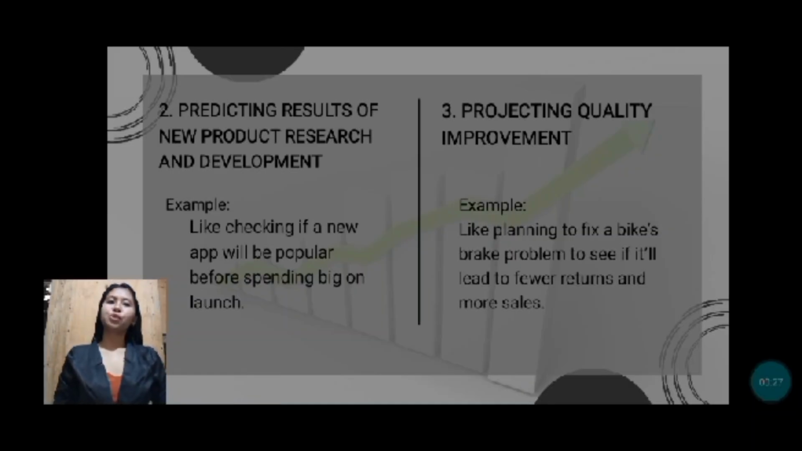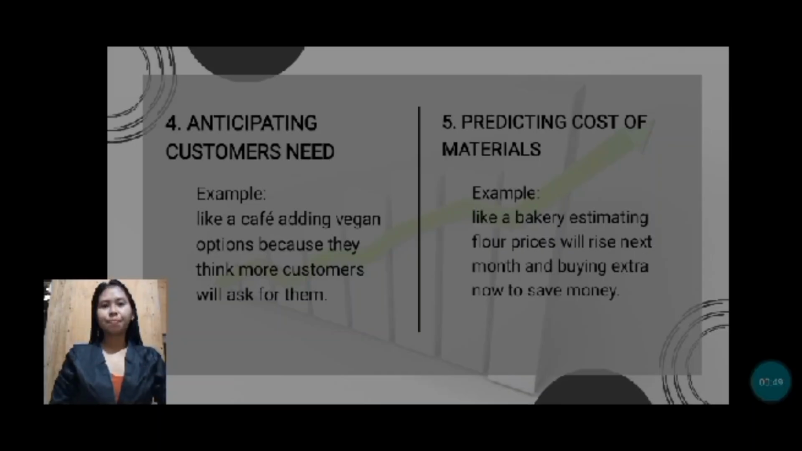The third one is projecting quality improvement. This means guessing how making products or processes better will help business. For example, like planning to fix a bike's brake problem to see if it will lead to fewer returns and more sales. The fourth one is anticipating customers' needs.